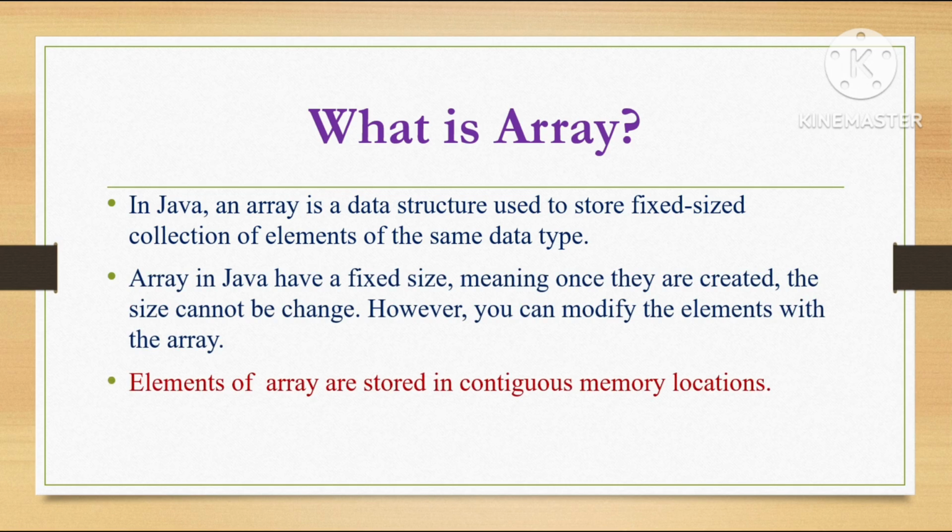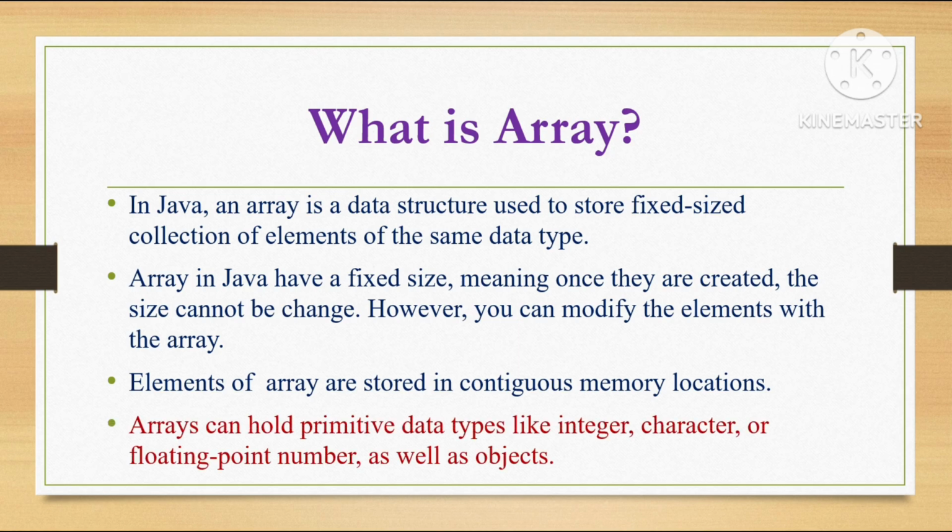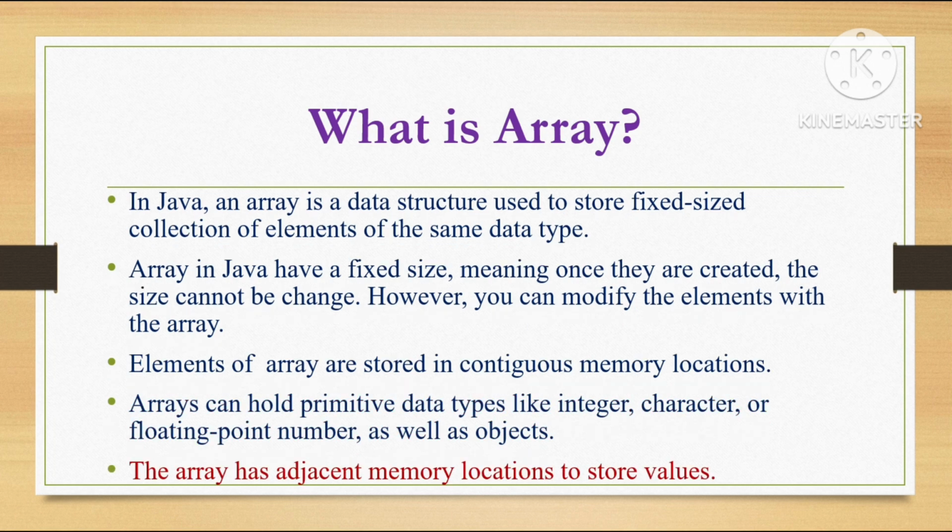Elements of an array are stored in contiguous memory locations, which means they are stored in a continuous sequence of memory addresses. Arrays can hold primitive data types like integer, character or floating point number as well as objects. The array has adjacent memory locations to store values.